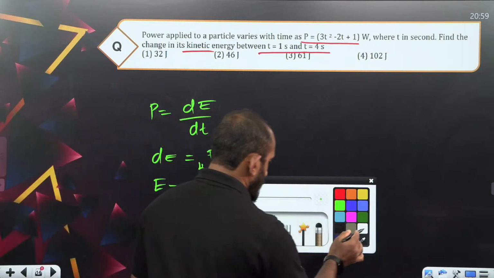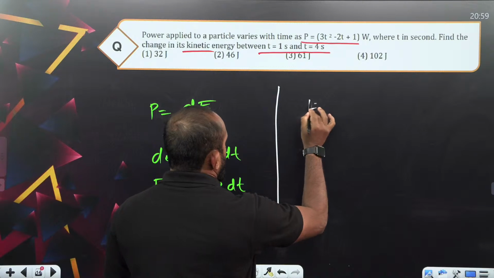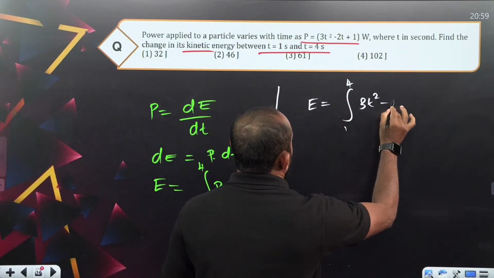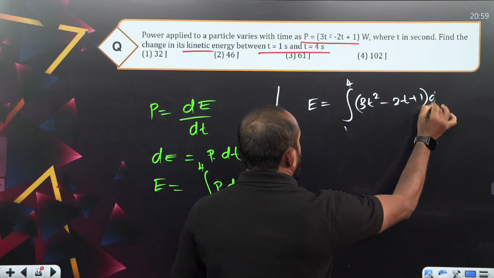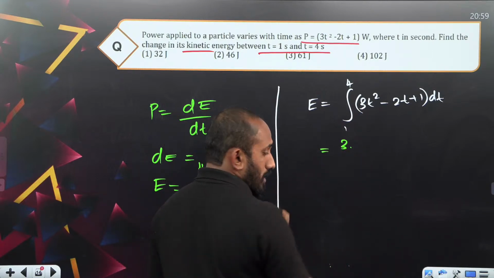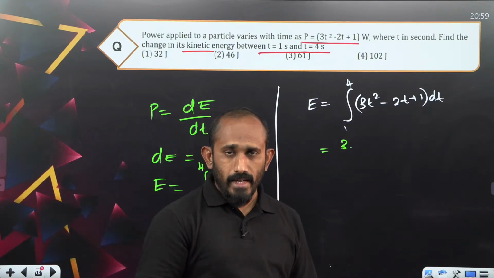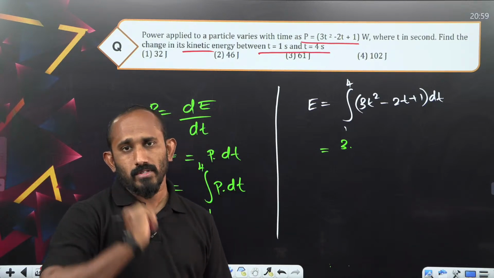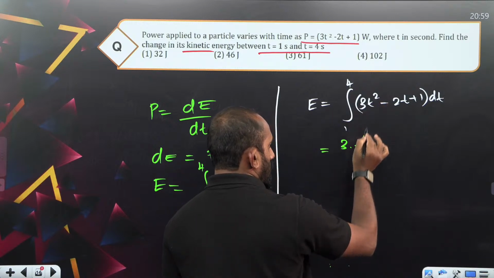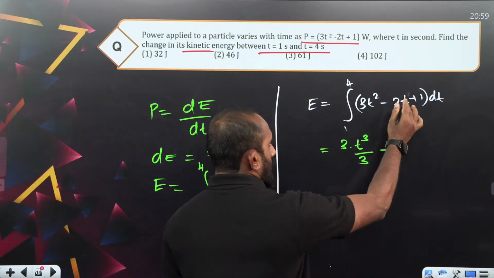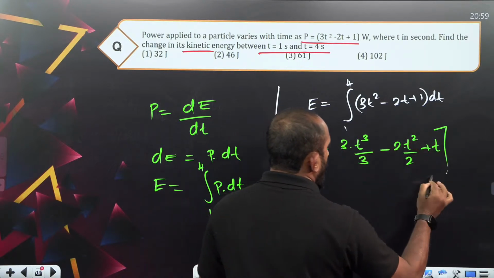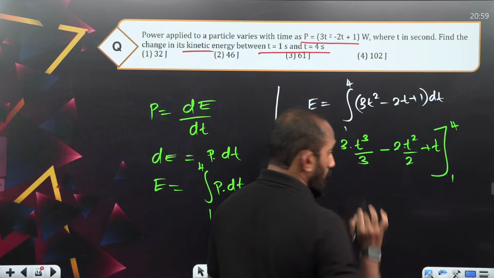So if you integrate, E will be equal to the integral from 1 to 4 of power, 3t square minus 2t plus 1, dt. You know the integral of x raised to n dx is x raised to n plus 1 by n plus 1. So this will be 3 into t cube by 3, minus 2 into t raised to 2 by 2, plus t. This one you have to integrate with limits 1 to 4.